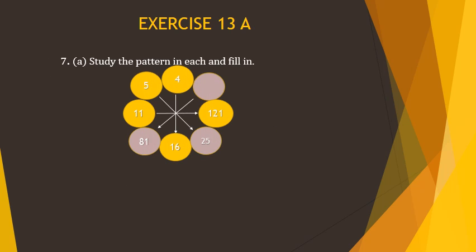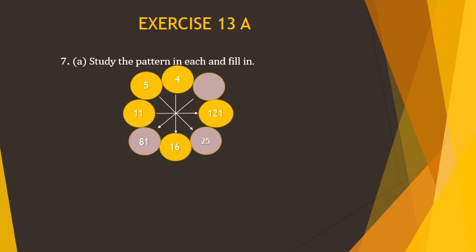Now children, come to the seventh question, the A part of this question. You have to study the pattern in the figure and then fill in. So here you can see the circles and numbers are written inside the circles, and one circle is empty. So you have to write the number in that empty circle. So children, see that there are arrows in this figure, and at the two ends of the arrow you can see the numbers written inside the circles.